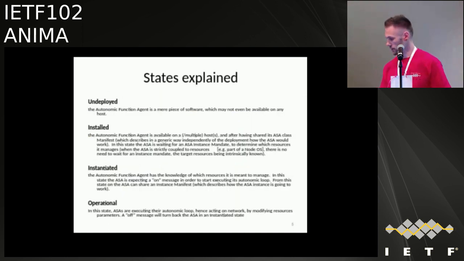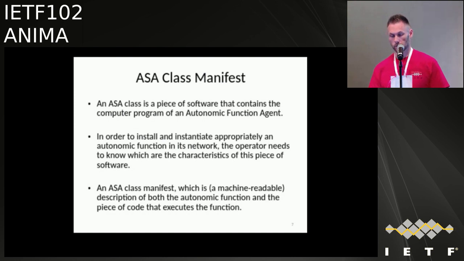This I will skip. Next slide, please. So there are basically 3 objects or elements that we propose to specify and to add to the ANIMA specification. First one is what we call the ASA class manifest. So class manifest, a bit like in object-oriented development, you can have ASA or autonomic function classes, like you want to do traffic engineering or, I don't know, congestion control.